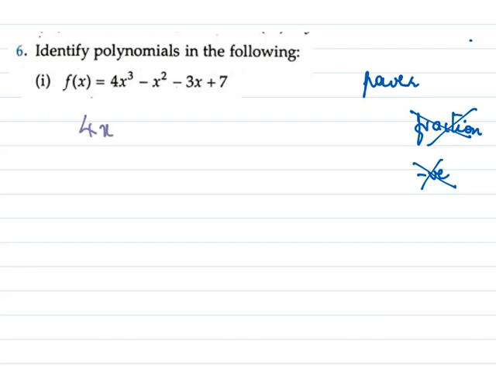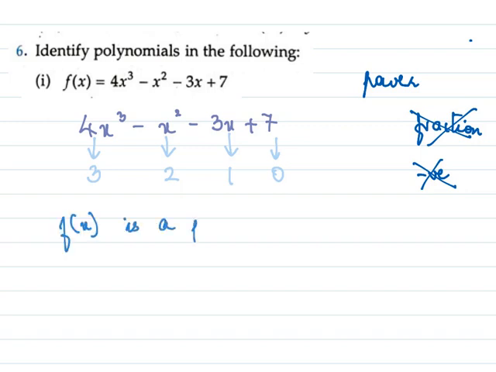Here we have the expression 4x cubed minus x square minus 3x plus 7. In the first case, the power is 3. Here it is 2, here it is 1, this is x raised to 0, so it is 0. So none of them are negative nor are they fractions. So the expression is a polynomial. So we write f of x is a polynomial.